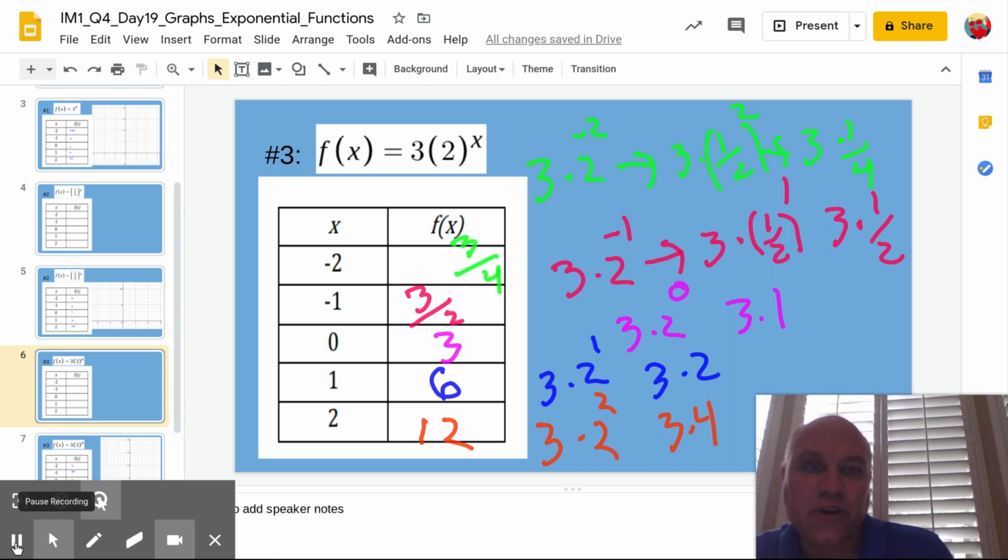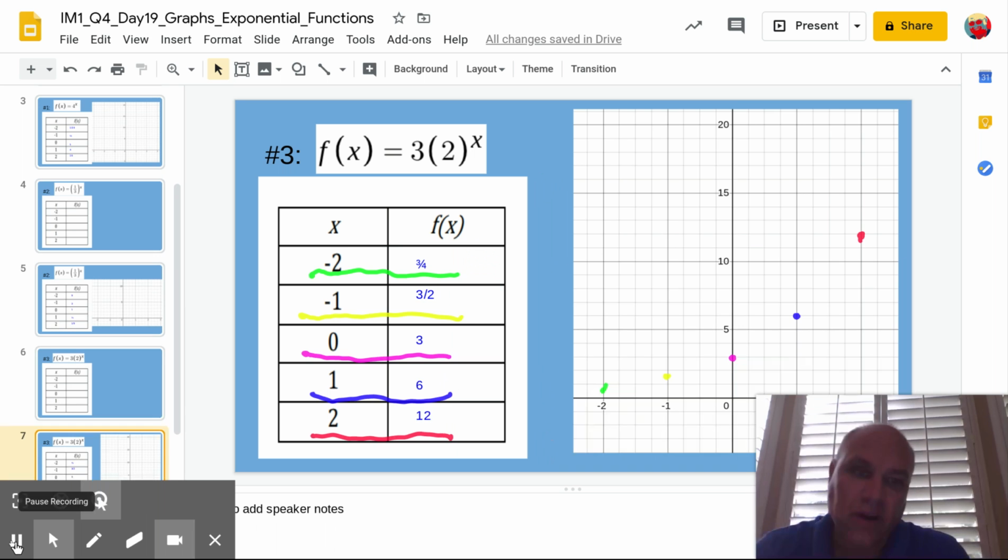So 3 times 2 to the -2 power becomes 3 times 1/2 squared, or second power. And 1/2 times 1/2 is 1/4, so it became 3 times 1/4, which is 3/4. That is our answer there. So now we're going to graph it. So here's our exponential curve. Again, we just plot all the points, x comma y.